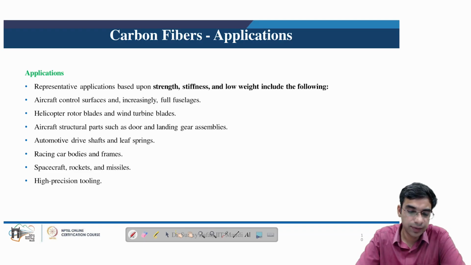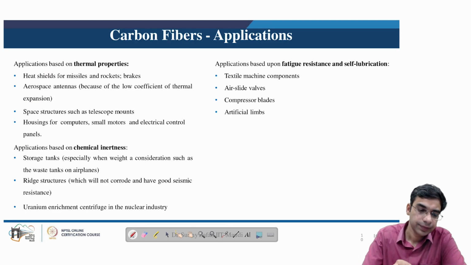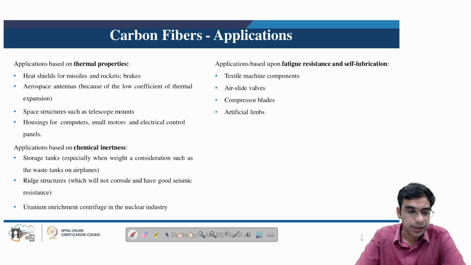Helicopter rotor blades, wind turbine blades, aircraft structural parts such as doors and landing gear assemblies, automotive drive shafts, leaf springs, racing car bodies, frames, space rockets and missiles, and high precision tooling are some of the other applications of carbon fibers. Based on their thermal properties, they are used as heat shields in several missiles, rockets, and brakes. They may also be used as aerospace antennas because of the low coefficient of thermal expansion, in space structures for telescopic mounts, and in housings for computers, small motors, and electrical control panels.